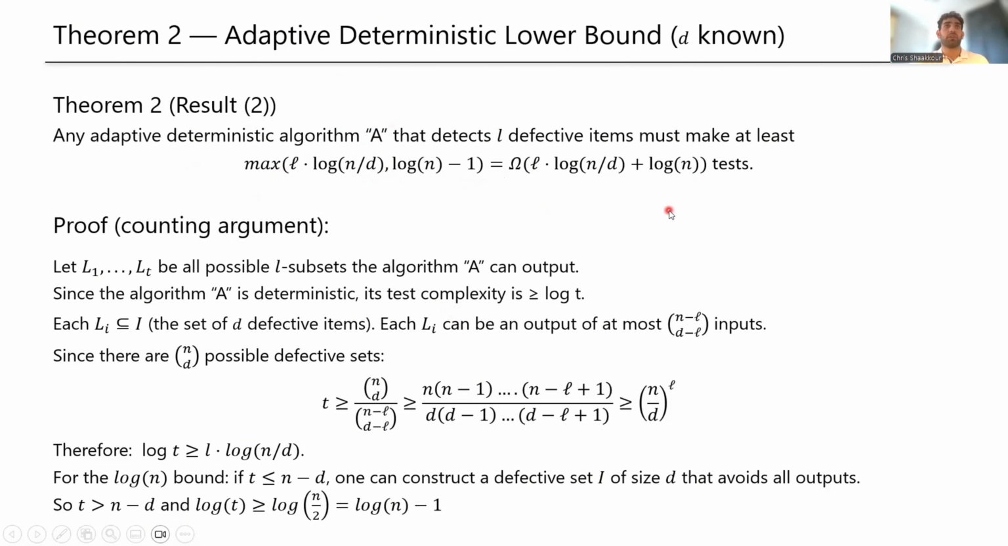Okay, so the proof comes from a counting argument. We let L1 till LT be all the possible L subsets that the algorithm A can output. If we take the algorithm A and run it on X, the group of all inputs, each time we run A we get a different subset Li of L defective items. And we run this again and again, getting different L subsets from the algorithm.